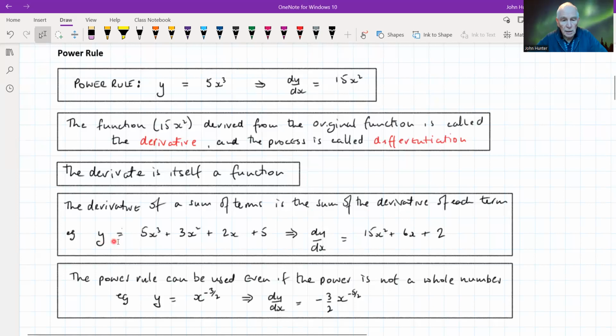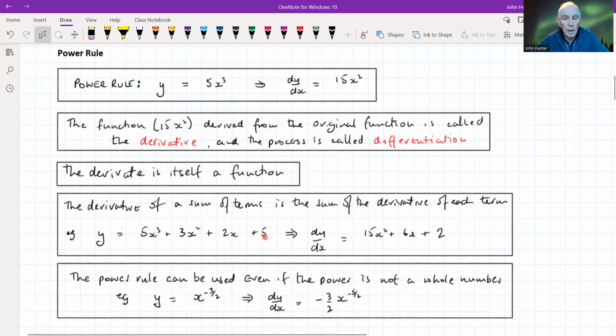So if we've got a function like y equals 5x cubed plus 3x squared plus 2x plus 5, then if we go through our differentiation process and apply that power rule, we've got 15x squared just as above, and here we've got 2 times 3, subtract 1 from the 2, giving us 6x. 2x is really 2x to the power of 1, so 1 times 2 would be 2, and then x to the power of 1 minus 1 is x to the power of 0. X to the power of 0 is 1, so this 2x just becomes 2.